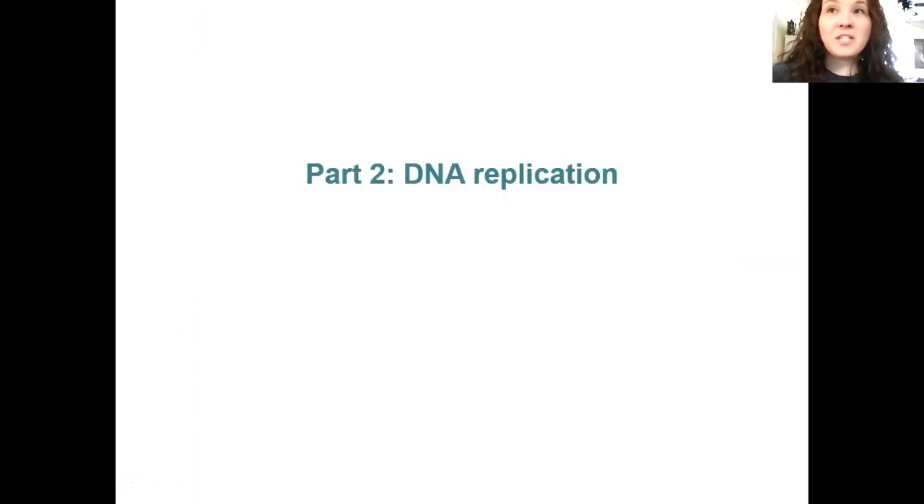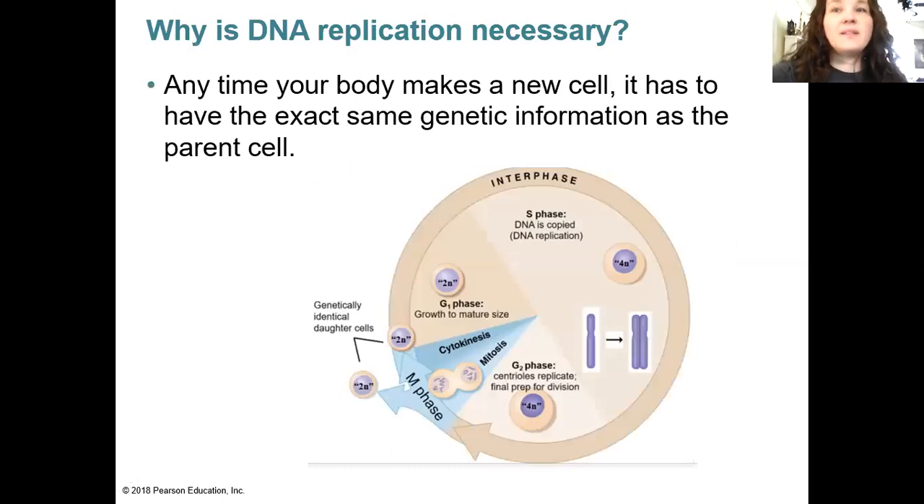All right, DNA replication. Why? It's important because anytime your body makes a new cell, it has to have the exact same genetic information as the parent cell. And just after a cell has divided, it's going to grow to mature size in the G1 phase. And after that, in order to prepare for dividing again, it's got to double its DNA. This is the S phase. Okay, after that, there's the G2 phase, final replication for division, then division, and back to the G1 phase. The S phase is what we're going to focus on for the rest of the day. This is where all the events of DNA replication happen.